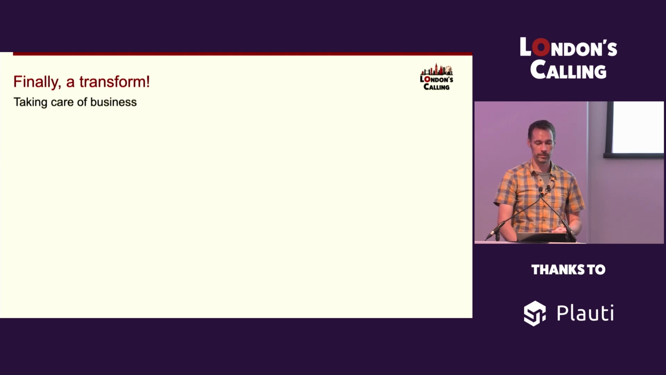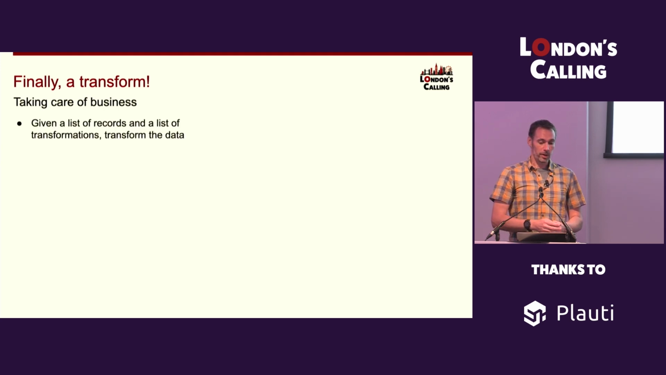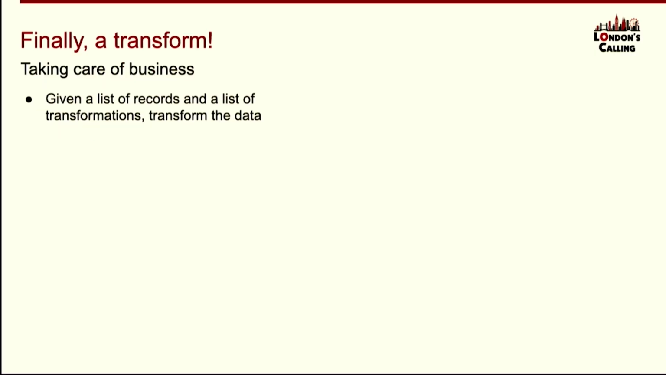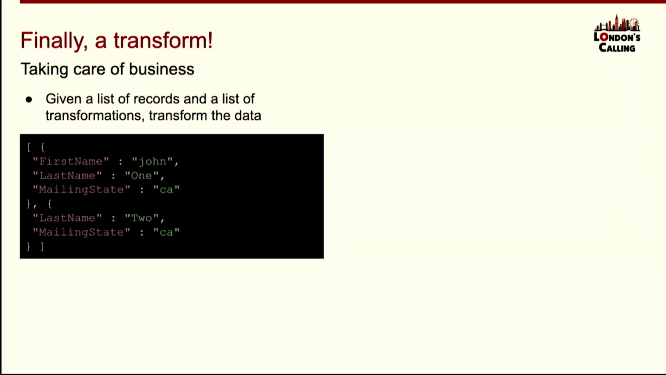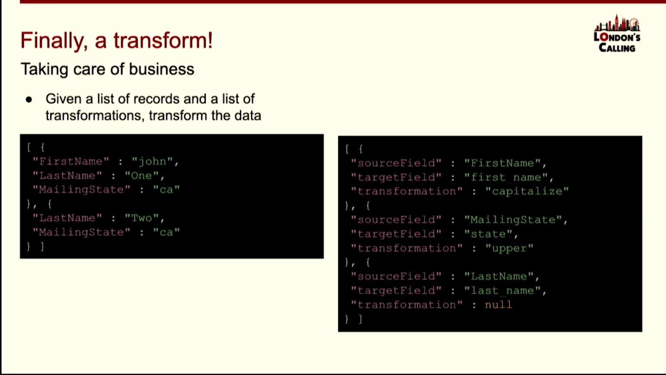So like before, just set out what we're trying to do. If I'm given a list of records like this that has some contact style information, and then I'm also going to take as an input a list of transformations that I want to apply to that. So where the field was first name, I want to turn it into the snake case version of first name. I want to capitalize it. For the state, I want to change it to just state and uppercase it.